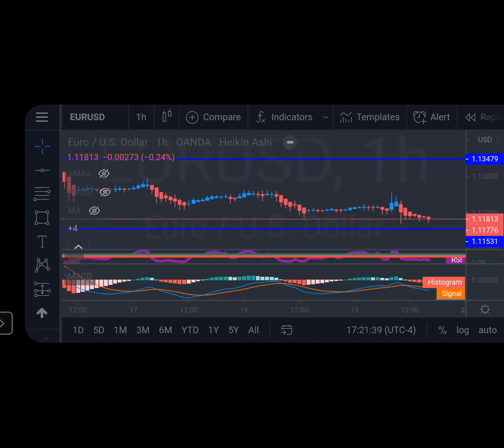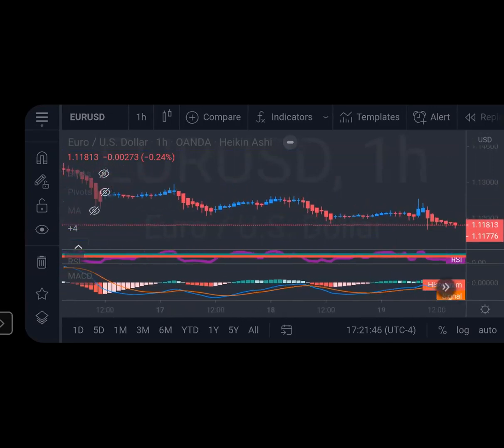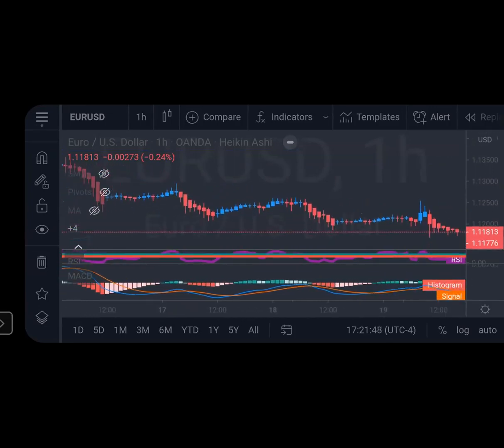So this right here is called the above-below strategy. So you can use this to analyze your chart, right? And using this for support and resistance lines.